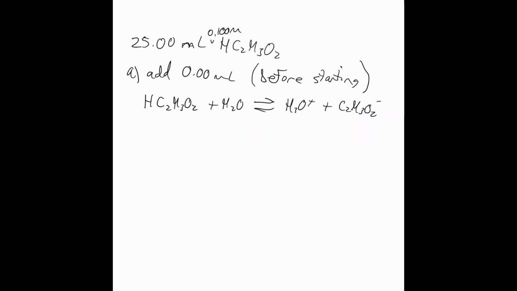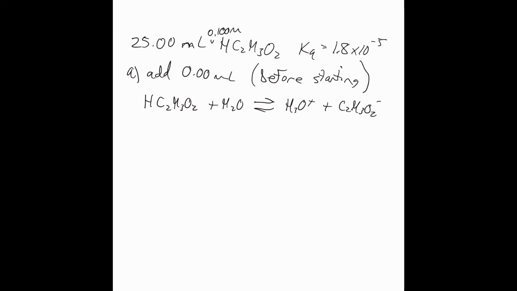So here we have set up the first problem, where we have our 25 milliliters of 0.1 molar, had to add that in, of acetic acid. We know the Ka, if I can get that right, is 1.8 times 10 to the minus 5 for that, so it's a weak acid.